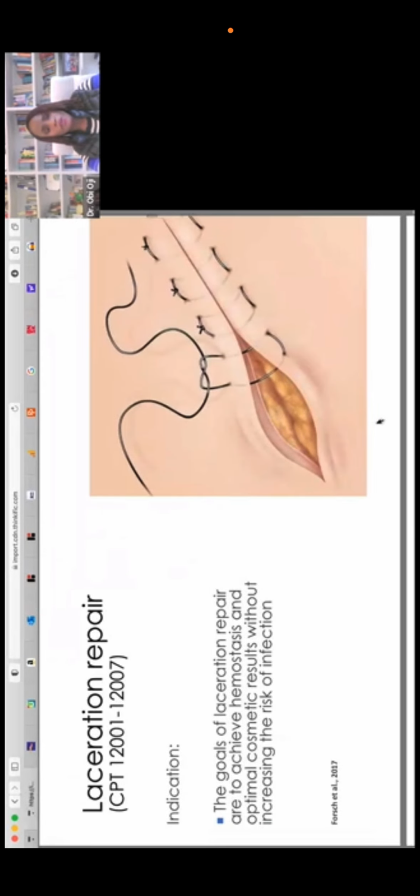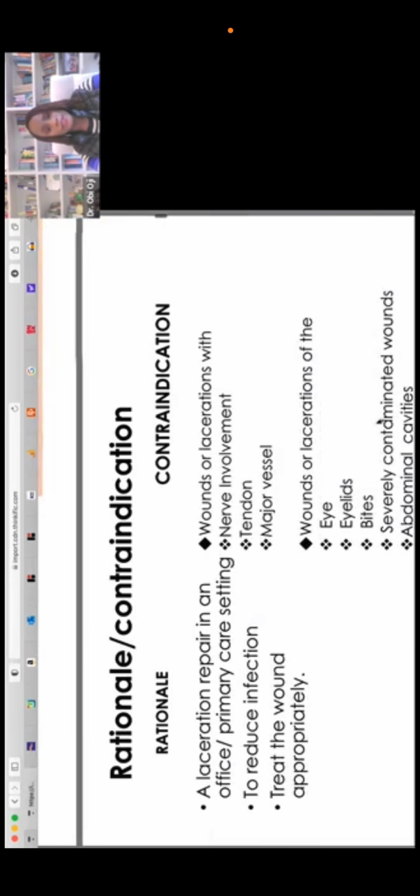All right, so laceration repair, that's your CPT code there. Remember, the CPT code is your procedure code. So you want to use that for sure to take a look and document what you did for the procedure. So as a practitioner in an urgent care setting, you want to document both the ICD code, which is a diagnostic code, and the CPT code, which is a procedure code. So the indication for a laceration repair would be really to achieve hemostasis and optimal cosmetic outcome while reducing infection. So that is really your job as a nurse practitioner or a physician assistant.